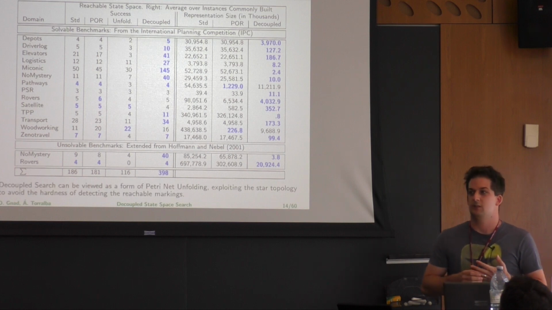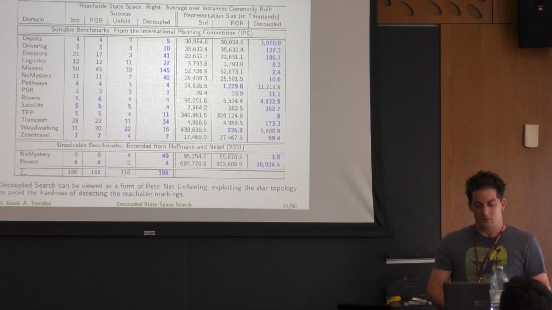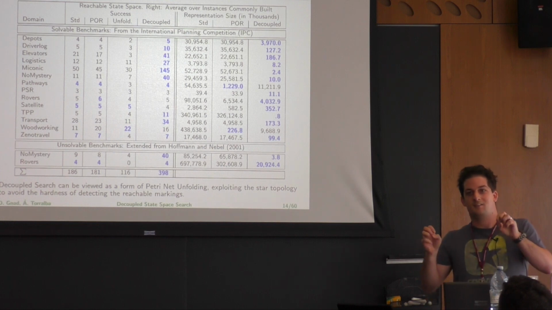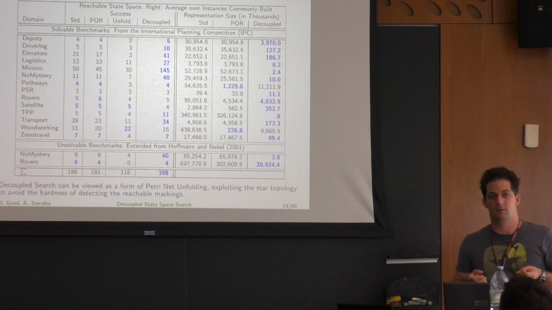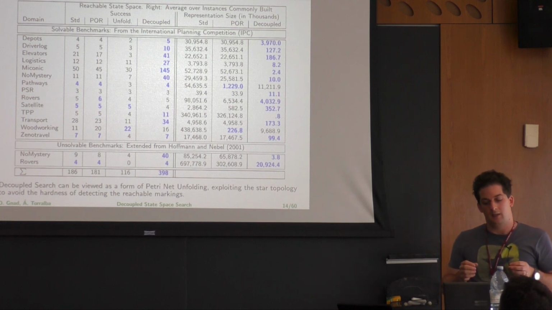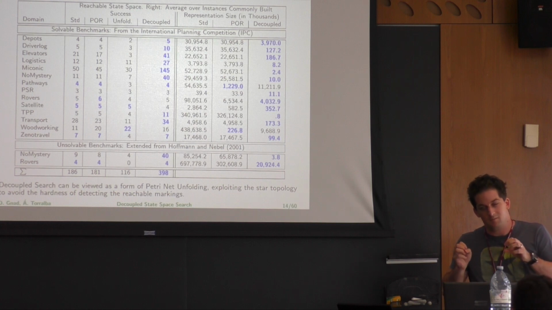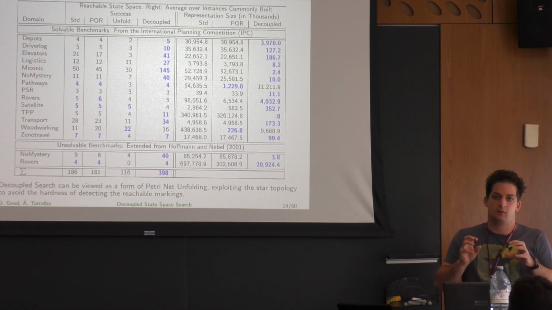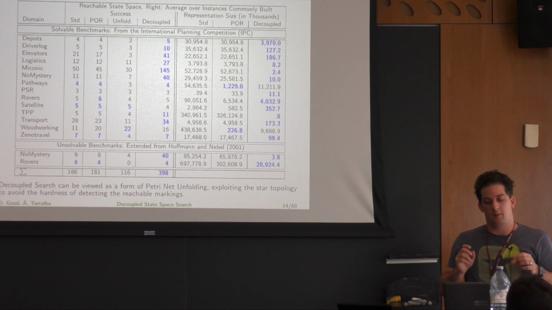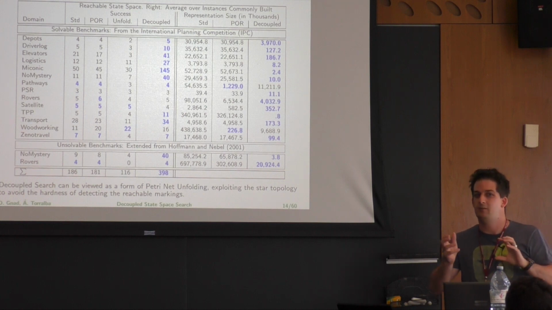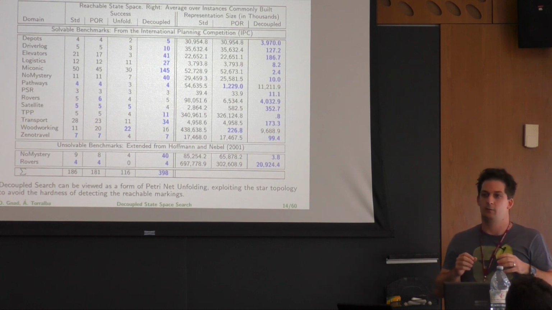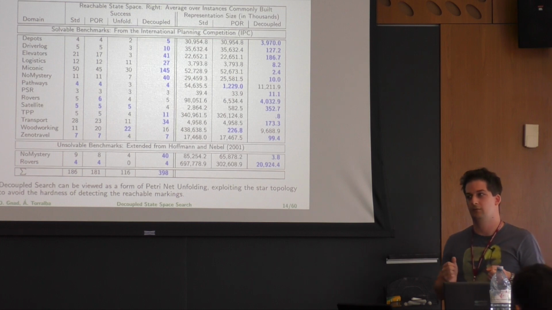Anyone familiar with Petri net unfolding? No? Well, then I can probably just skip that. In Petri net unfolding, it's hard to compute the reachable markings. As I said, that's an NP-complete problem. And decoupled search is able to solve this by fixing the factoring. So if you would do something similar for Petri net unfolding, the behavior would also be similar. They would be exploiting similar features of your planning task.